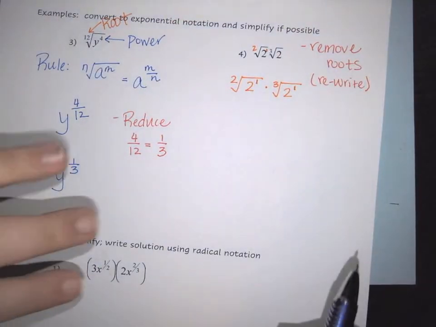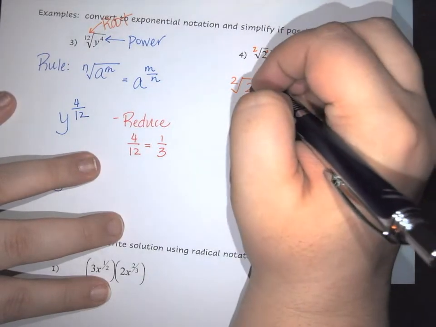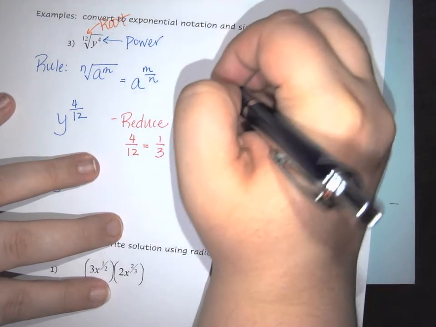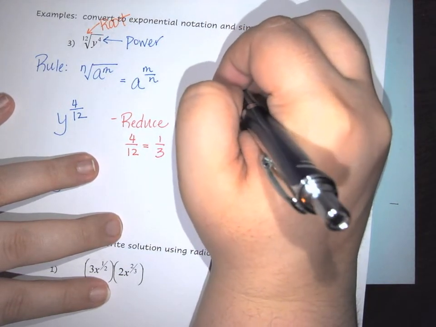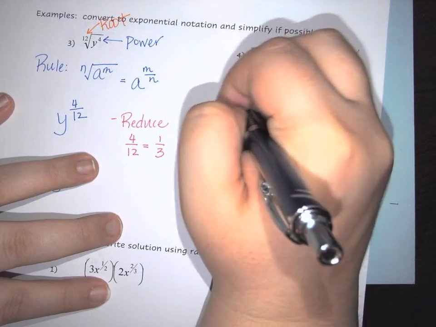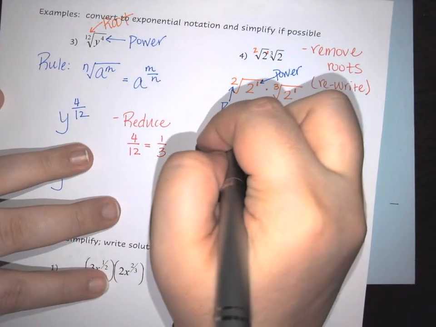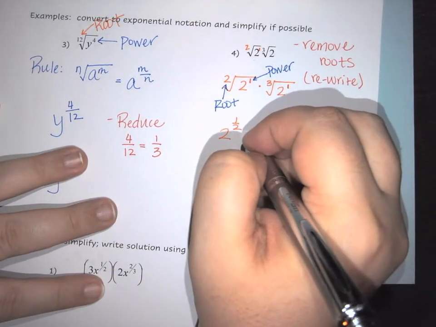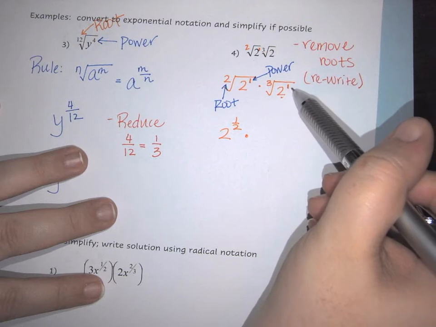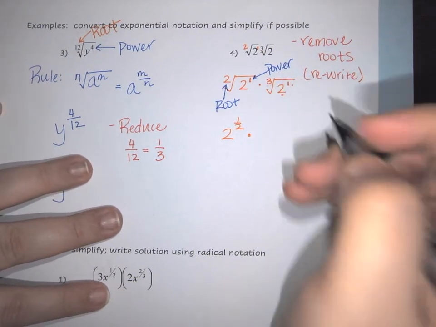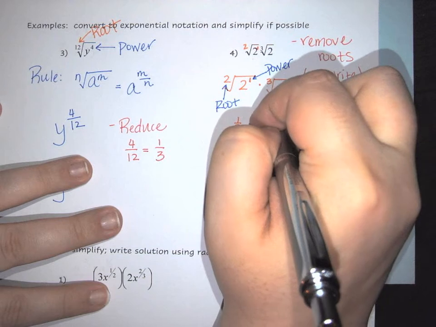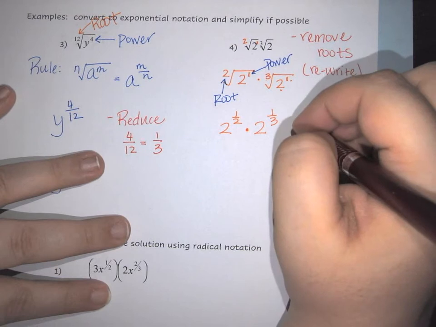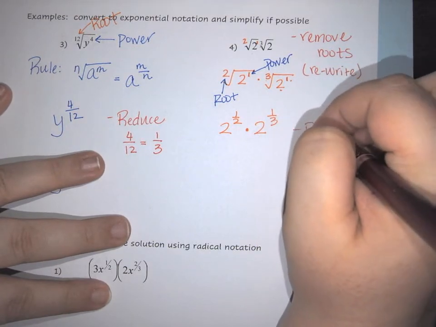So if we identify our pieces, again, what we have is that this 1 right here is a power, and the 2 right here is a root. So when we do that, this is going to tell me that I have 2 raised to the 1/2, and I'm going to multiply that by the same thing over here. So again, the 1 is a power, the 3 is a root, so this is going to be 2 to the 1/3. We have to then use the product rule, so this is now your product.